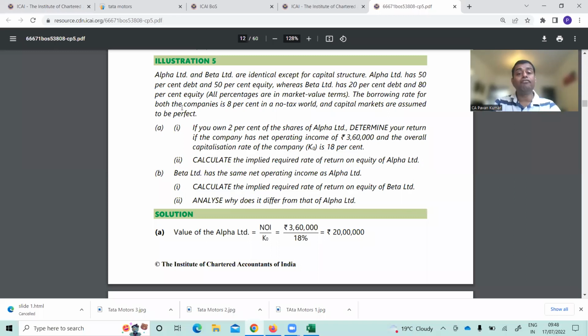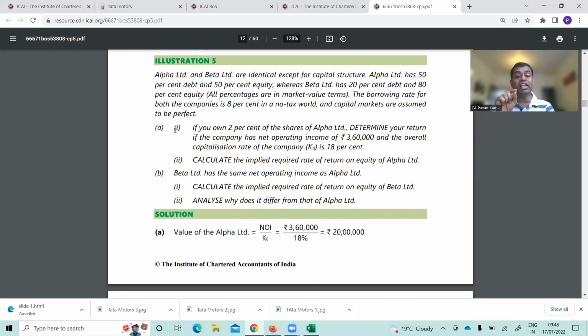The borrowing rate of both the companies is 8% in a no tax world, and capital markets are assumed to be perfect. These are nothing but the general assumptions of capital structure theories, so don't worry about them. Under that, A1: if you own 2% of the shares of Alpha Limited, determine your return if the company has net operating income of 3,60,000 rupees and the overall capitalization rate of the company is 18%. Very good.